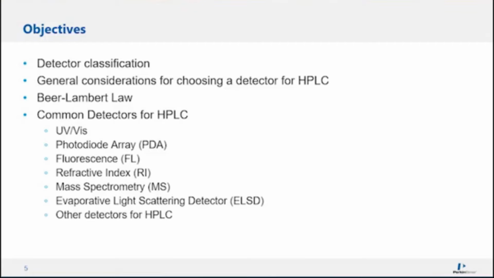For today's presentation, I'm going to take you through some of the general groupings of detectors, some of the fundamentals like Beer's law, and then a brief overview of the main detectors used for liquid chromatography, such as UV-Vis, the photodiode array, the fluorescence, refractive index, mass spectrometry, evaporative light scattering, and a few others as well.